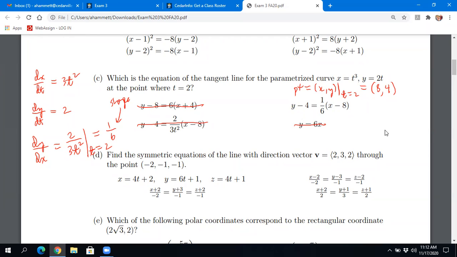x minus 8 times the slope is equal to y minus 4. This is the equation of that line. Okay.